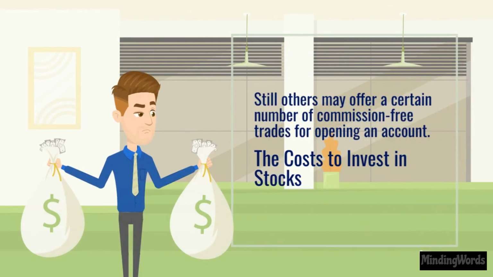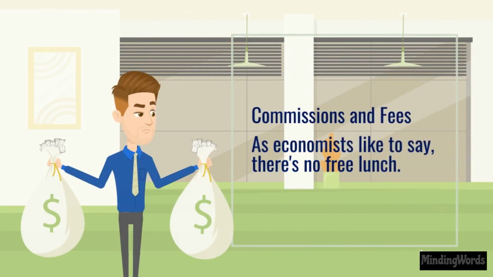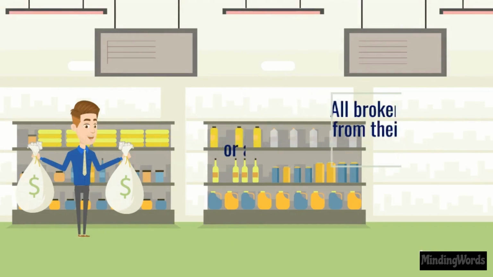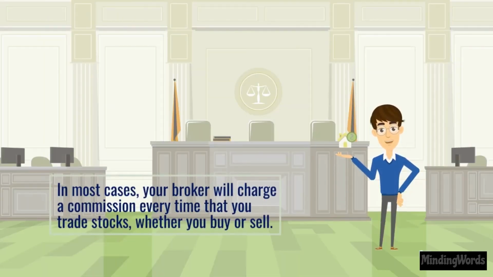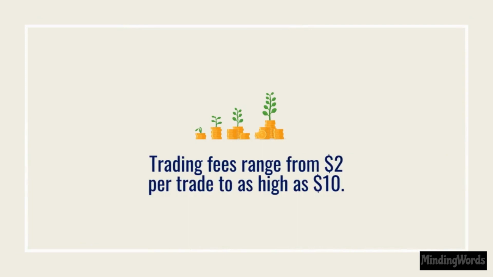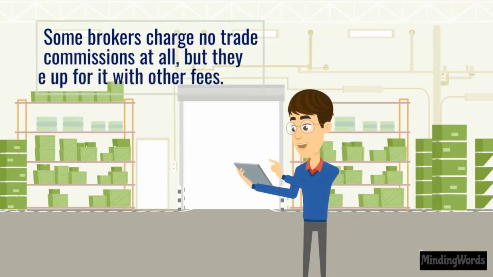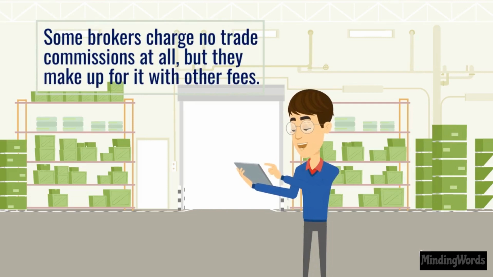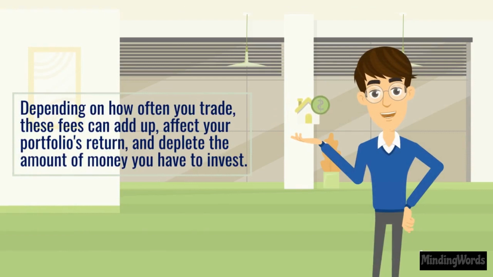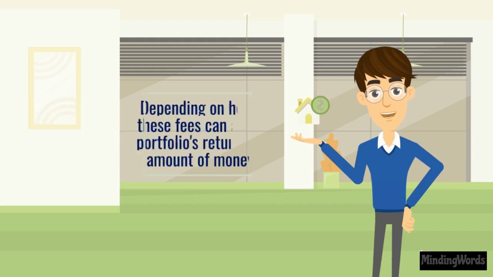The costs to invest in stocks. Commissions and fees. As economists like to say, there's no free lunch. All brokers have to make money from their customers in one way or another. In most cases, your broker will charge a commission every time that you trade stocks, whether you buy or sell. Trading fees range from $2 per trade to as high as $10. Some brokers charge no trade commissions at all, but they make up for it with other fees. Depending on how often you trade, these fees can add up, affect your portfolio's return, and deplete the amount of money you have to invest.